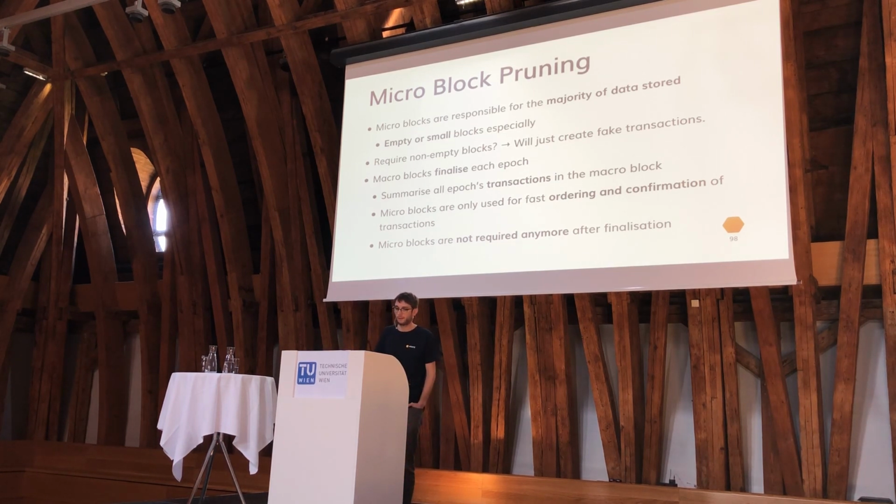So what we decided on is that we use the macroblocks, which finalize each epoch. That means there can't be any forks after. So when you have a macroblock, there cannot be a fork before the macroblock afterwards. And we use that to summarize all of the epoch's transactions in the macroblock just by having an accumulator, a hash of all of the transactions. That allows us to use the microblocks as a way for fast ordering and confirmation of transactions. But after having the macroblock of the epoch, the microblocks are not really required anymore. We could throw them away and just synchronize the macroblocks.